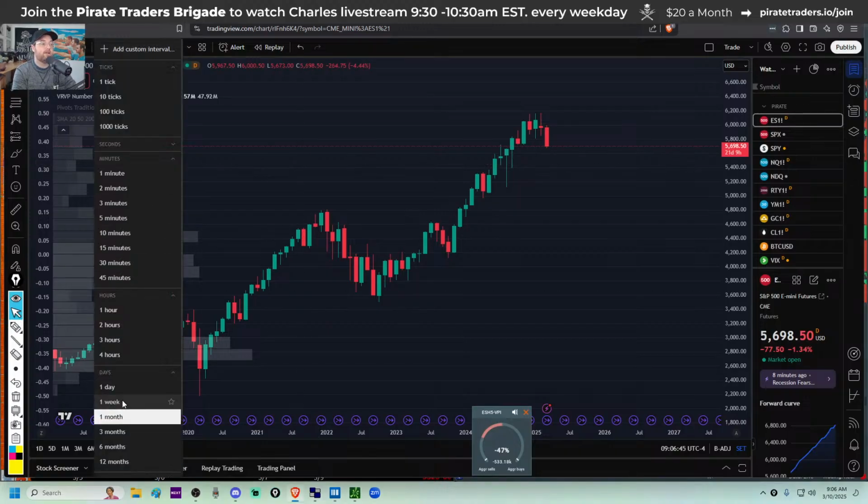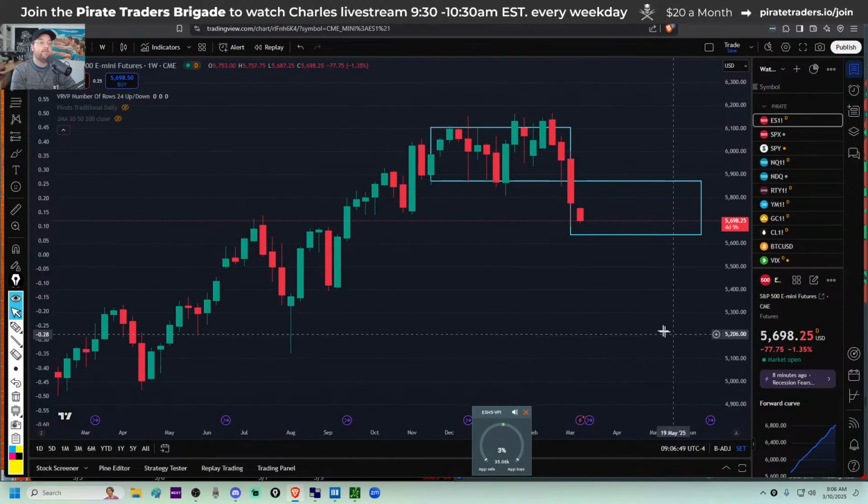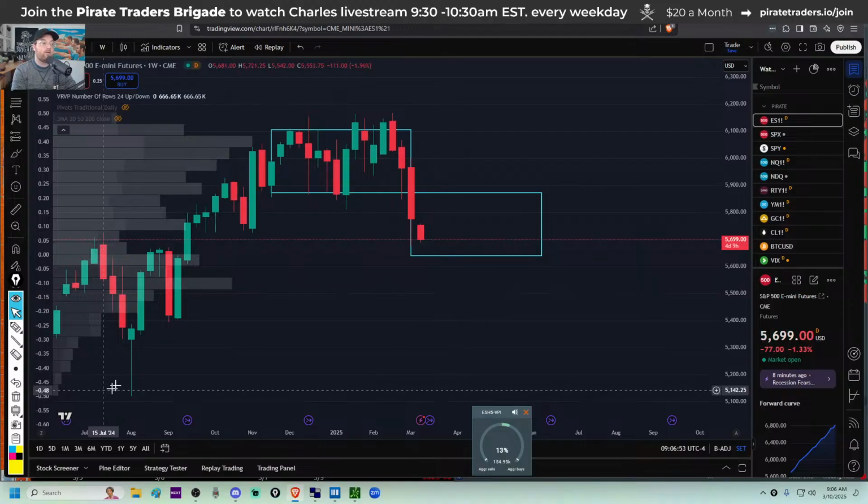Let's zoom in a little bit and look at the weekly, see if there's any difference. Well, when you look at the weekly, you can see with a little more detail the difference between balancing with price and balancing with time.